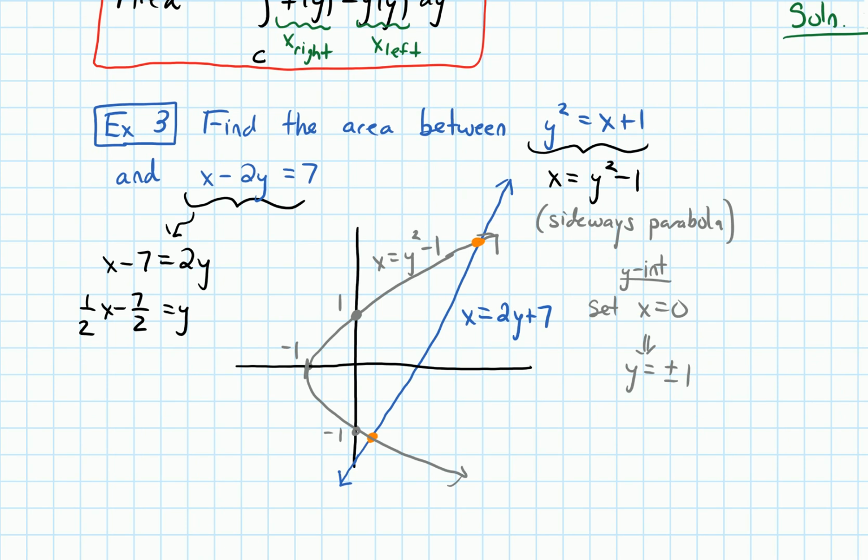Alrighty, so here's the picture one more time. And this top intersection point is (15, 4). And the bottom one is (3, negative 2). Okay, so we are ready to set up our integral now for this area.